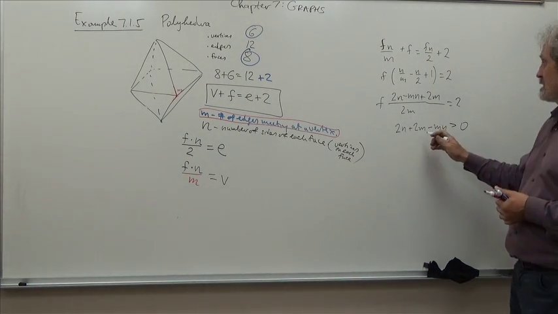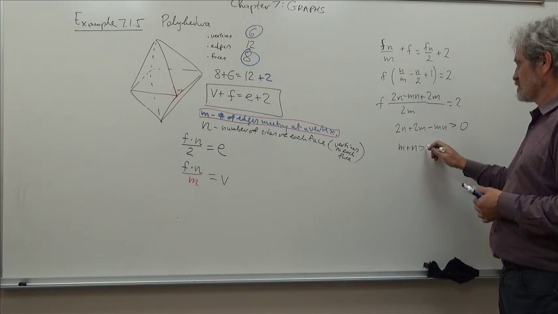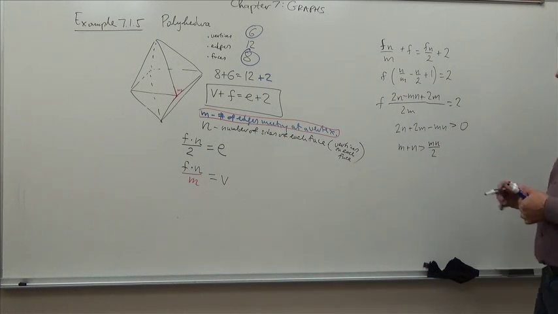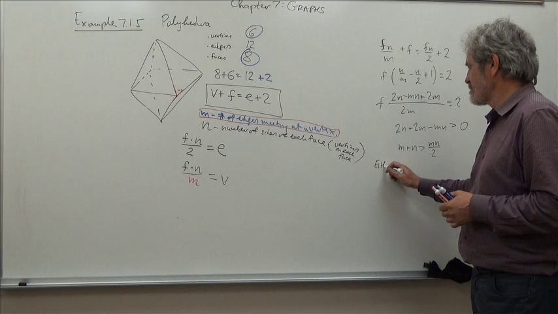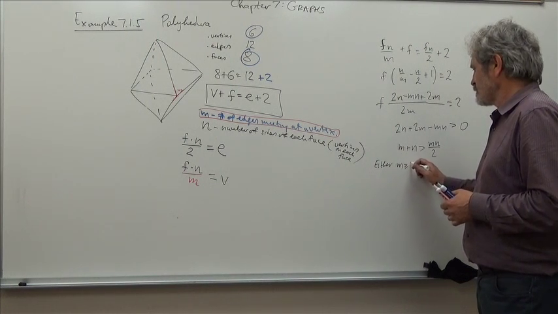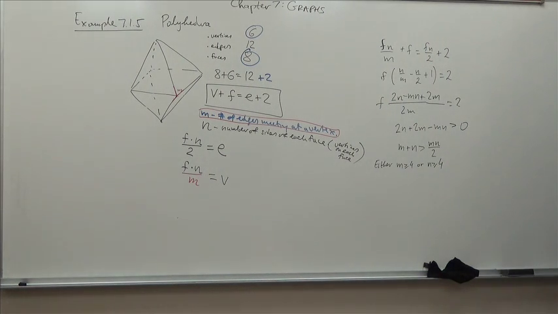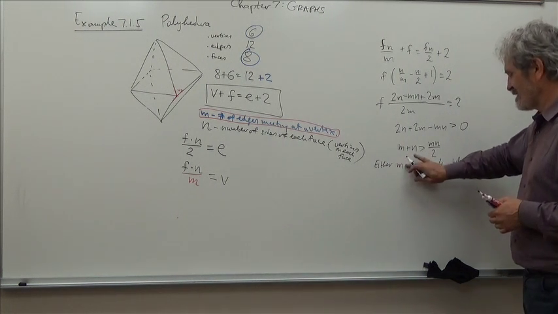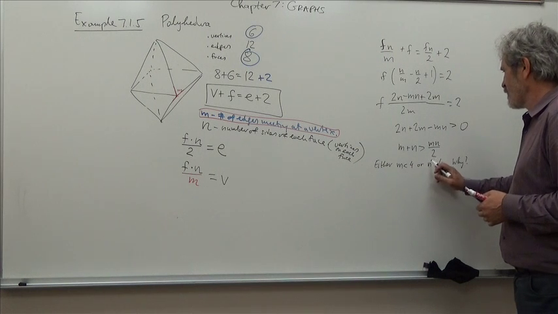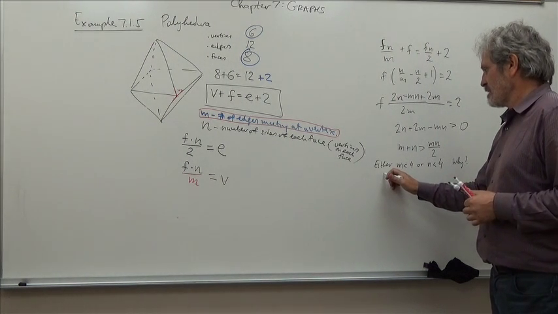So what is that telling us? If we get MN on the other side divided by 2, we get M plus N to be greater than MN over 2. They're all positive numbers. From here, there's a nice conclusion. Either M is less than 4 or N is less than 4. Why? If we argue by contradiction, assume the opposite.